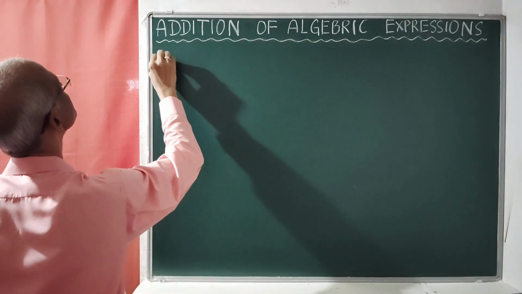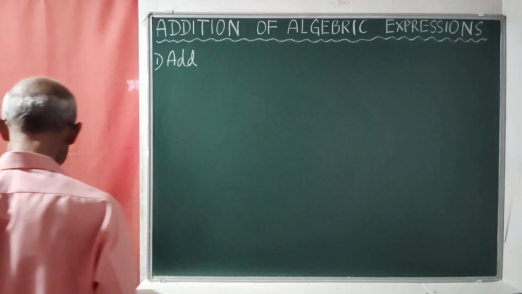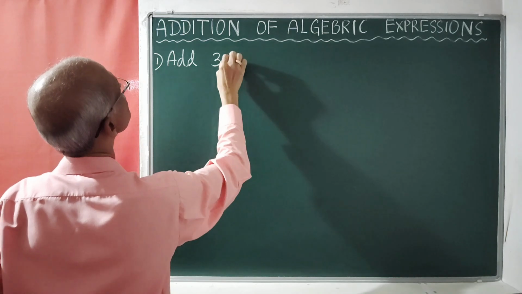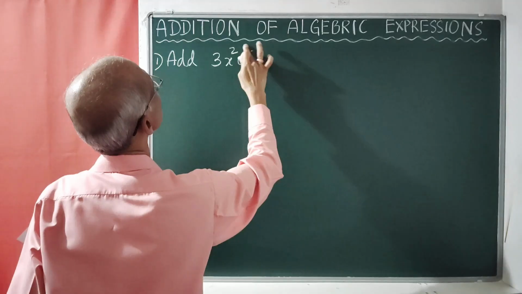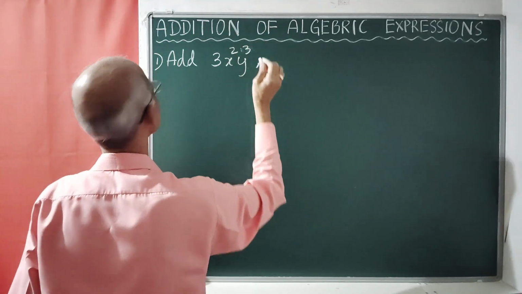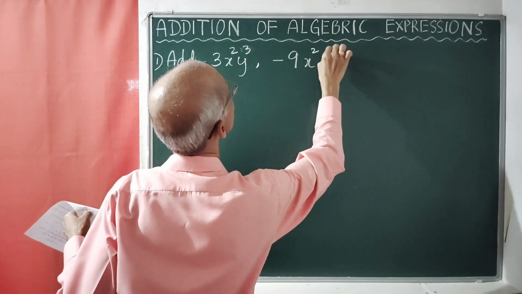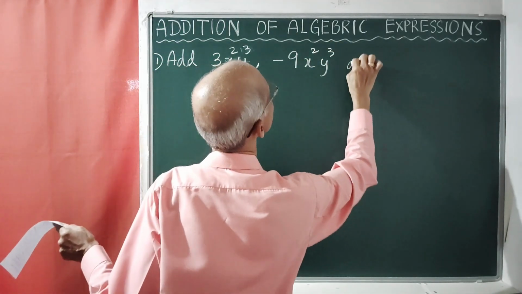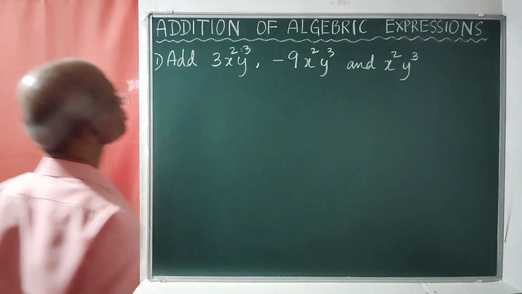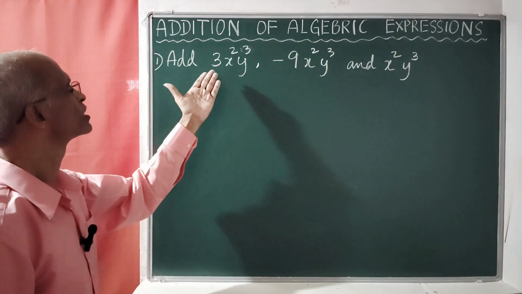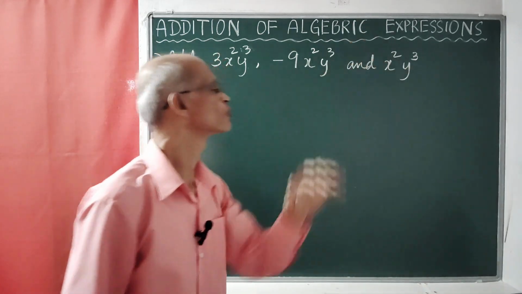Now add 3x square y cube, minus 9x square y cube, and x square y cube. Now we got a sum here. Add 3x square y cube, minus 9x square y cube and x square y cube.